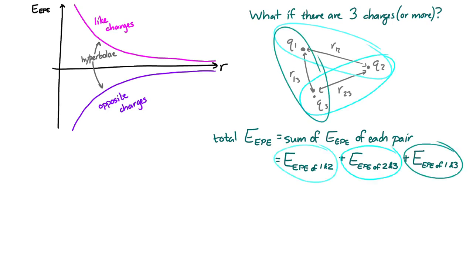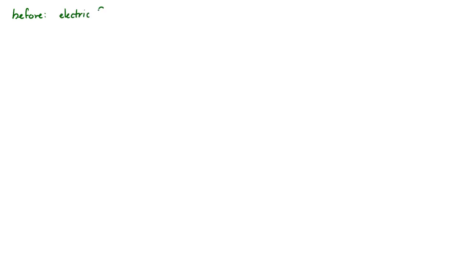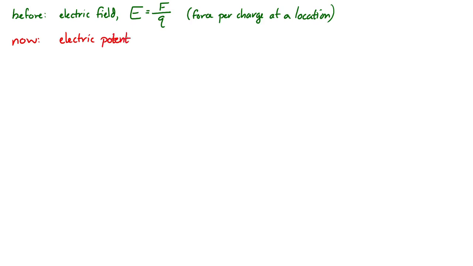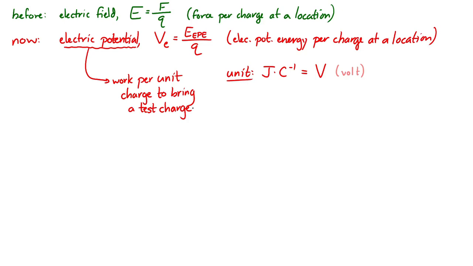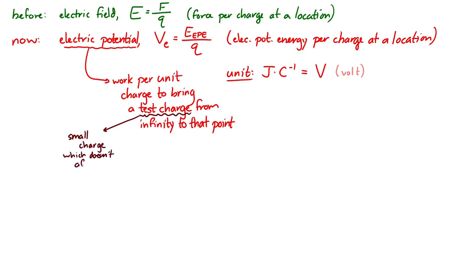Now before we had this thing called electric field, and electric field was defined as the force per charge at a location. And now we're going to have this thing called electric potential. Electric potential is the electric potential energy per charge at a location. And the unit here is the joule per coulomb. You can see that from the equation. And if you remember back to circuits, a joule per coulomb is a volt. So this electric potential is the work per unit charge to bring a test charge from infinity to that point. And when I say test charge, all I mean is a very small charge that's not going to have an effect on the system as a whole.